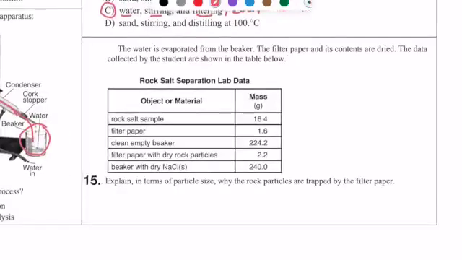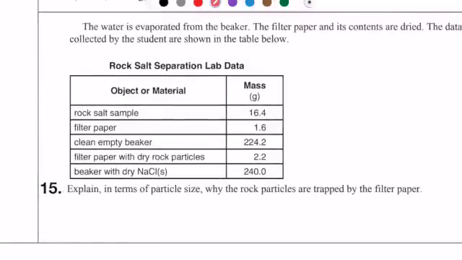You should remember that filtration depends on the particle size, because the things that have a bigger particle size than the pores in the filter paper are going to stay on top of the filter paper. So when you answer this question, you're just going to say the particle size of the rock particles is bigger than the pores of the filter. That's your answer. So once again, if you don't mention particle size, your answer will be incorrect.